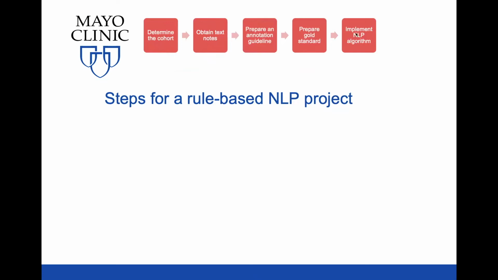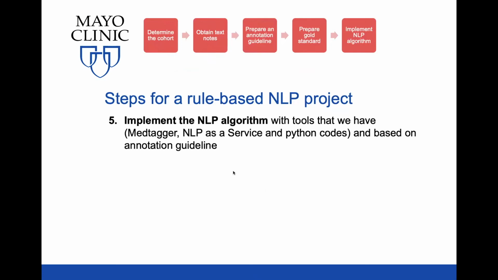It is time to implement an NLP algorithm. There are different tools available. One of them is Methodologies, which was developed at Mayo Clinic, but it is an open source program, so people can use it outside of Mayo. We might use NLP as a service, a web-based application, another form of Methodologies, but as a web-based process. We might use other programming languages like Python. And we work based on the annotation guideline.